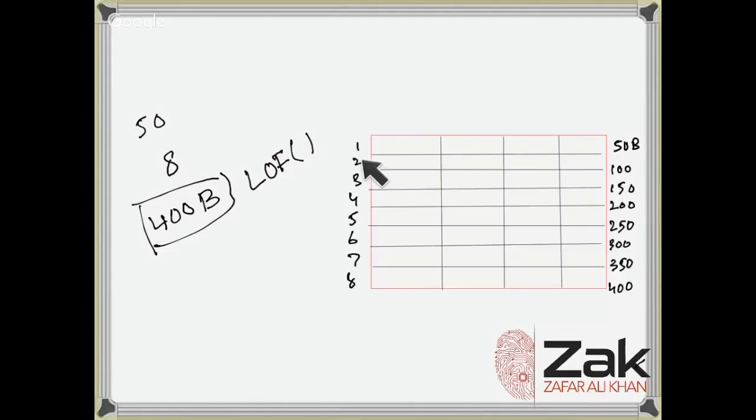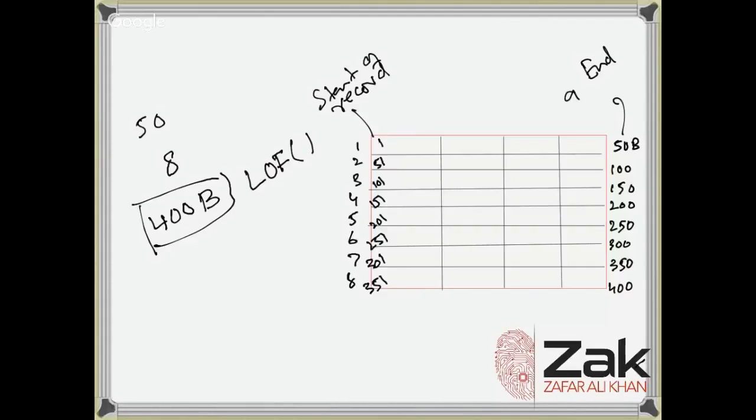If you count from here, this would be the first byte, this would be 51st, first byte, 51st byte, 101, 151, 201, 251, 301 and 351. This is the start. So what is this? Start of record. And what is this? End of record.